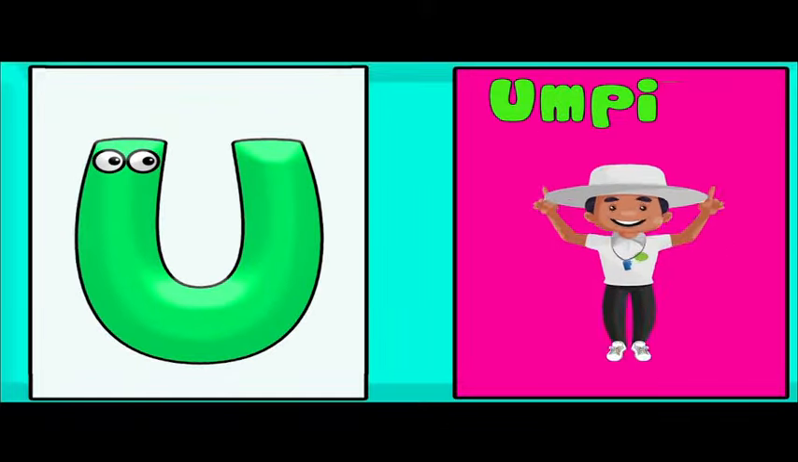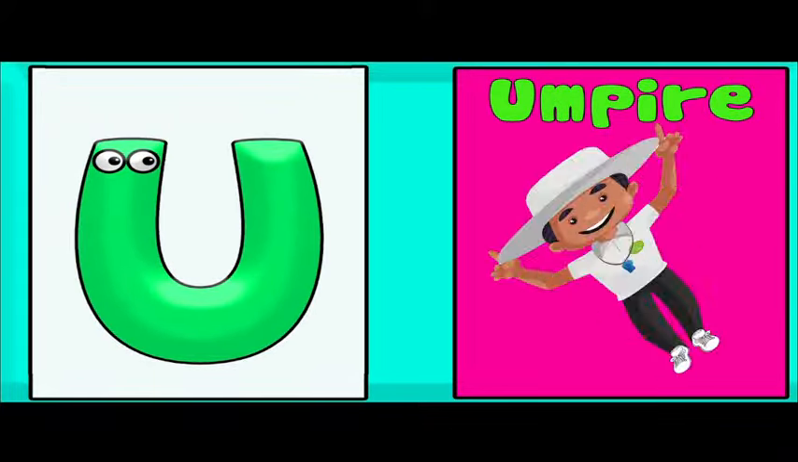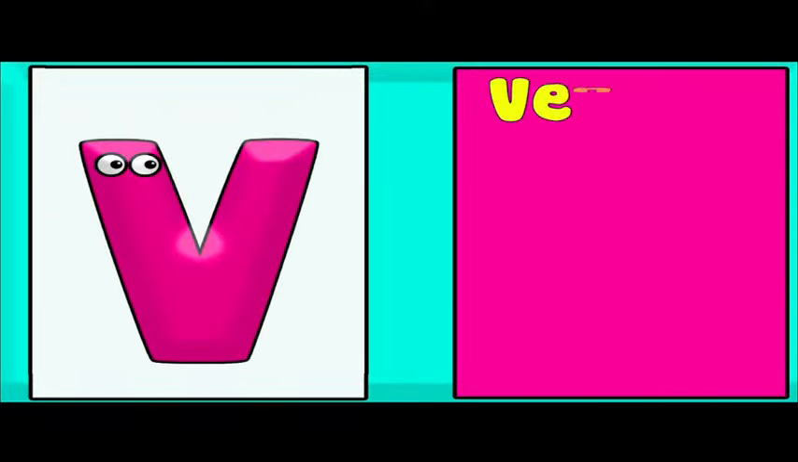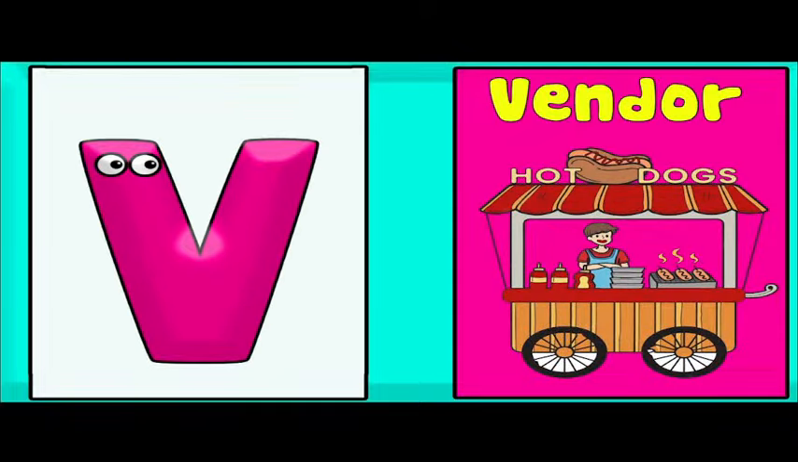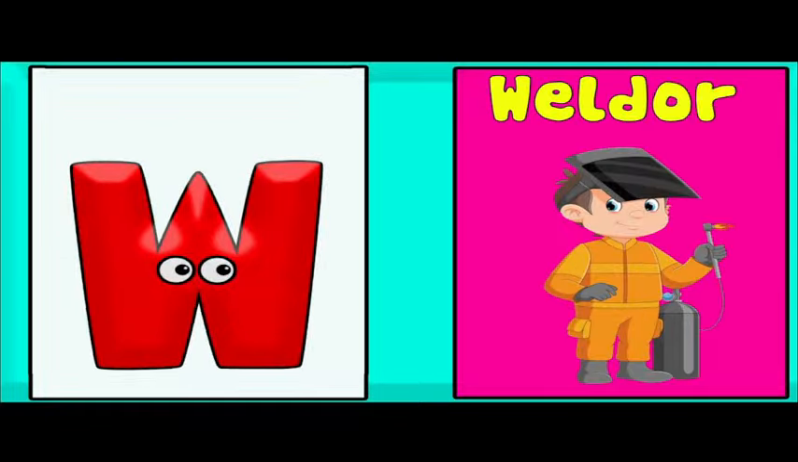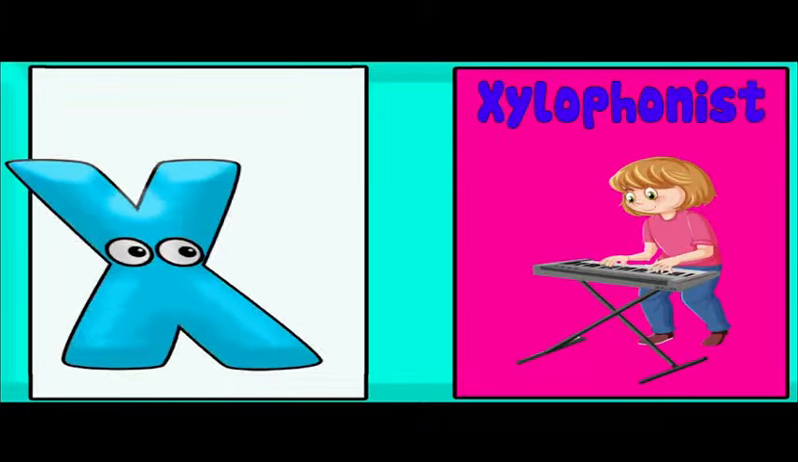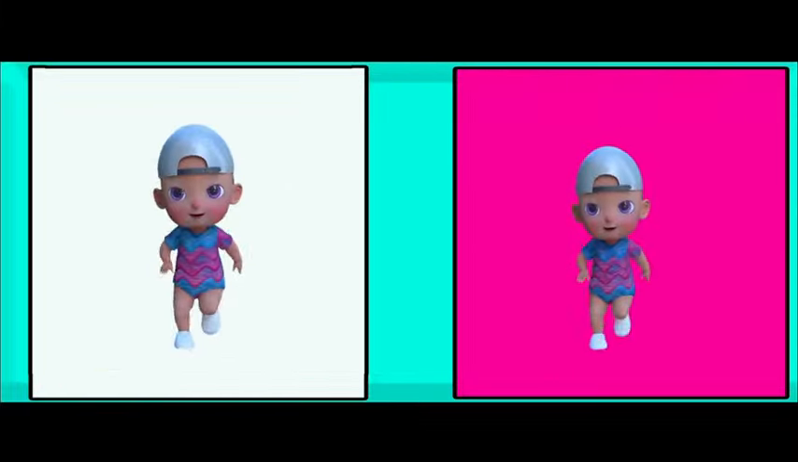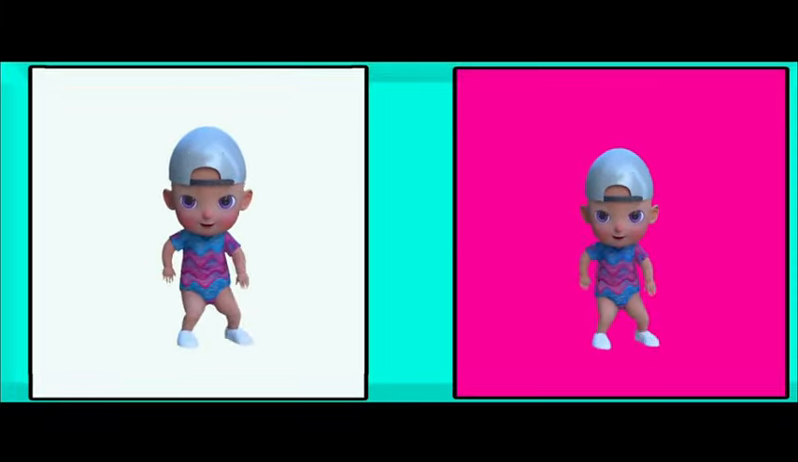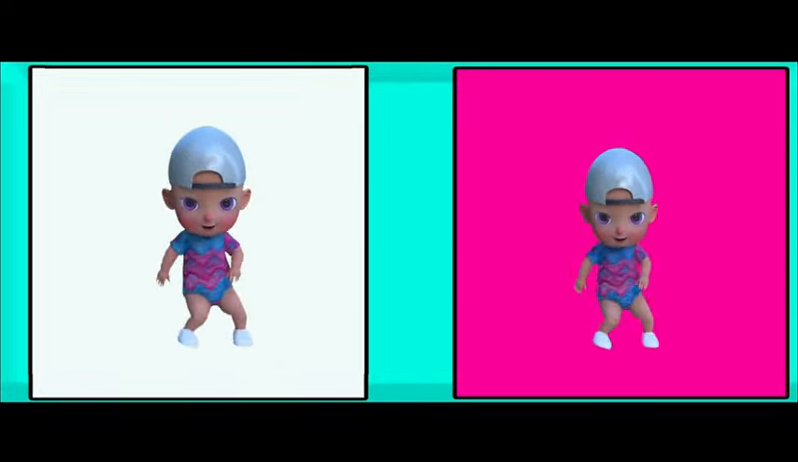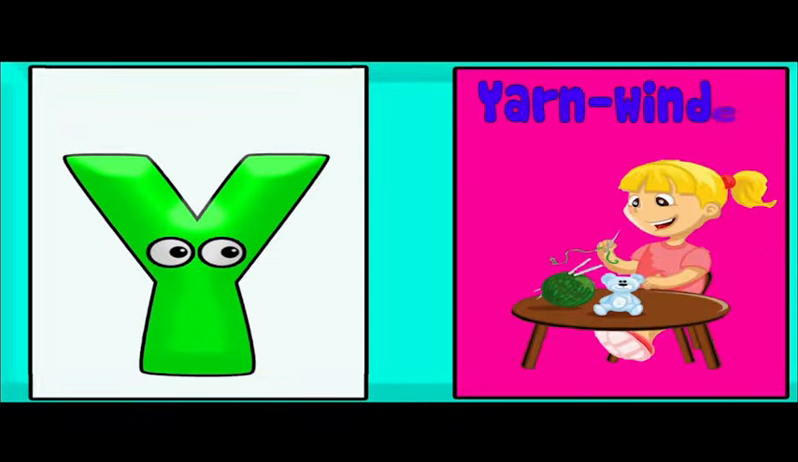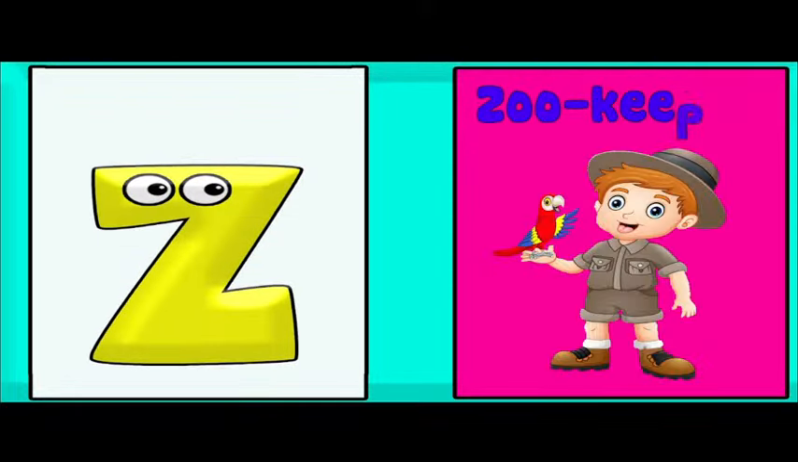U is for umpire. Umpire. V is for vendor. Vendor. W is for welder. Welder. X is for xylophonist. Xylophonist. Y is for yarn winder. Yarn winder. Z is for zookeeper. Zookeeper.